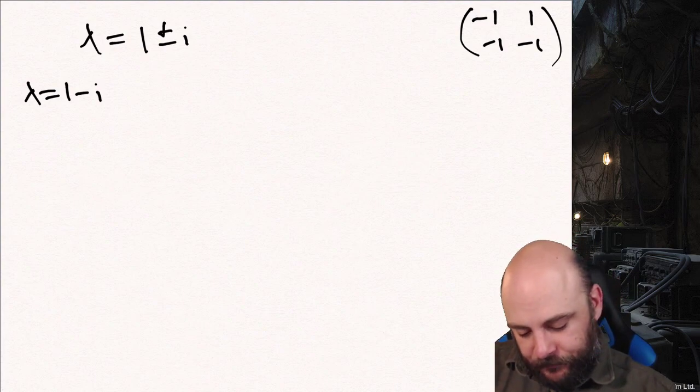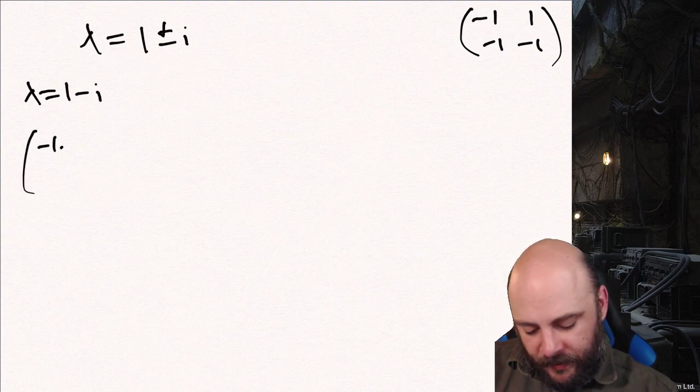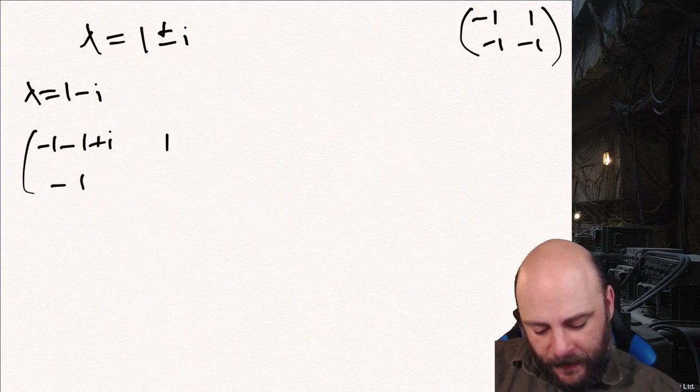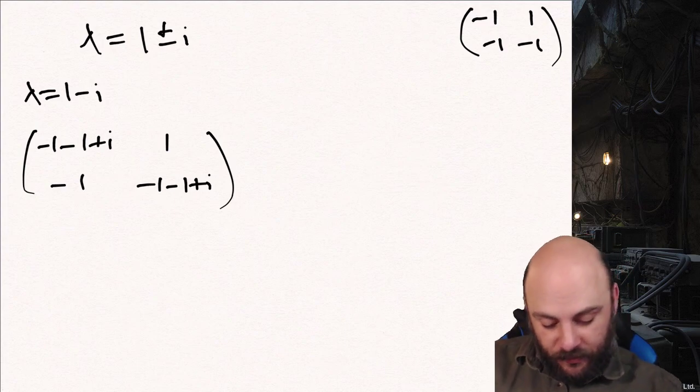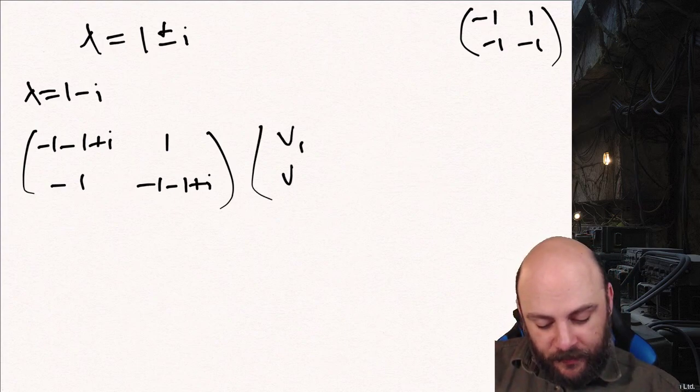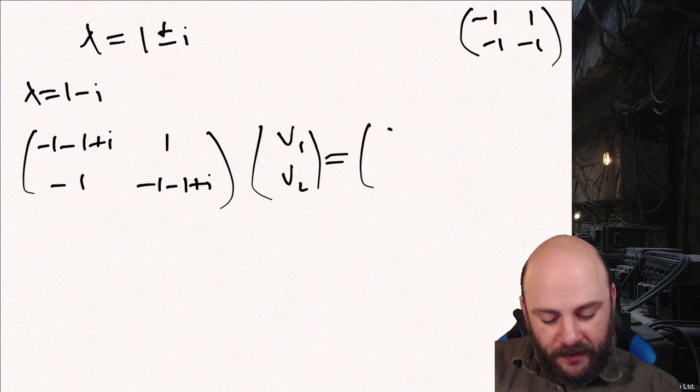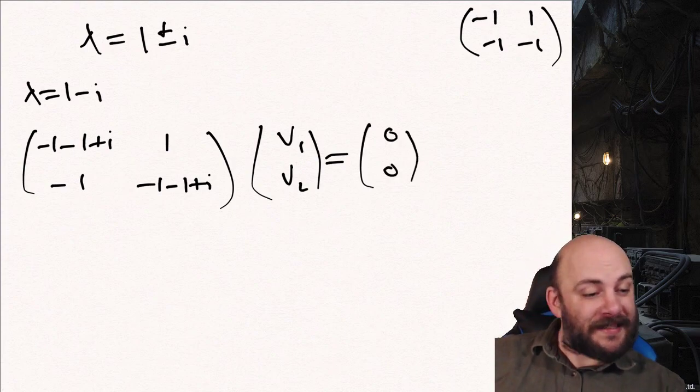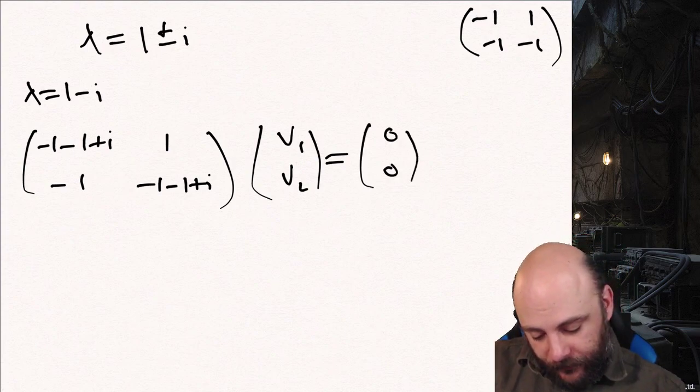Yeah, I like that one. Okay, -1 minus (1 minus i), 1, -1, and -1 minus (1 minus i). Groovy. Multiply that by some currently unknown vector, and that should be equivalent to my 0 vector, because that's the eigenvalue problem. All right.